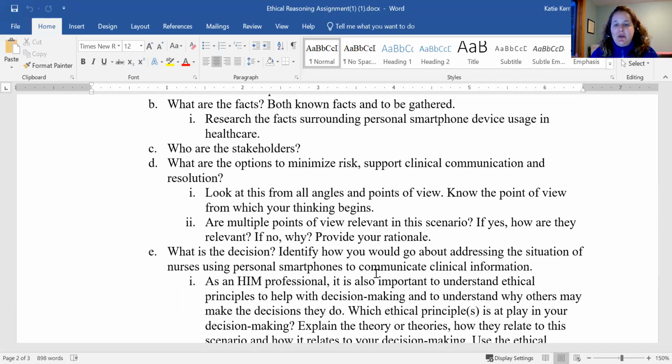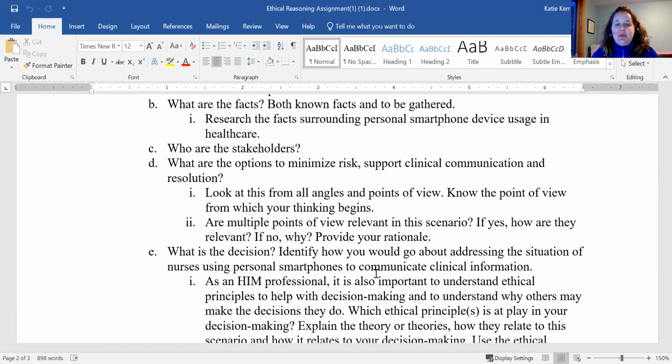So from the nursing angle, from administration's angle, from a HIPAA privacy and security officer angle, excuse me, it's late in the day. And then it's just important to really explore the issue from all those angles. And so I want you to put yourself in several different positions to think through that.